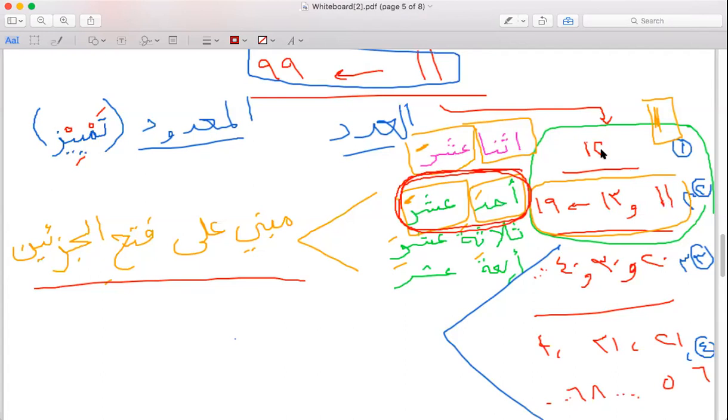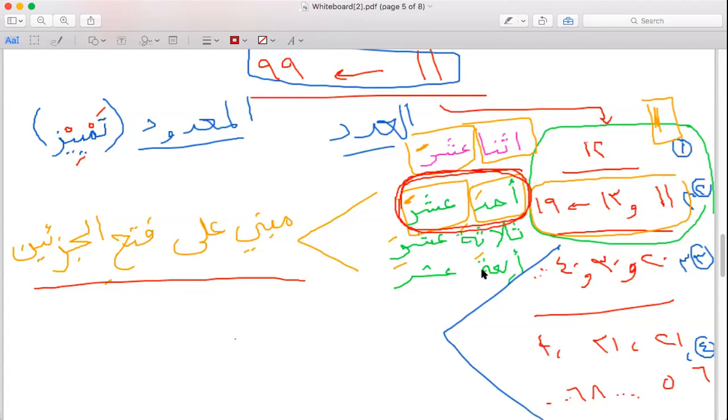How does 11 differ from 12? Well, the first part of 12 is not mabni. It can be ithna in the case of marfu', and it can be ithnay if it's majroor or mansub. And that's not the case with 11. 11 is mabniyun ala fathil juz'ain. Both sides of the number for number 11 are mabniyun ala al-fatha. The same as 13 to 19.